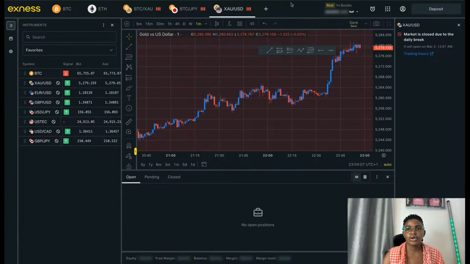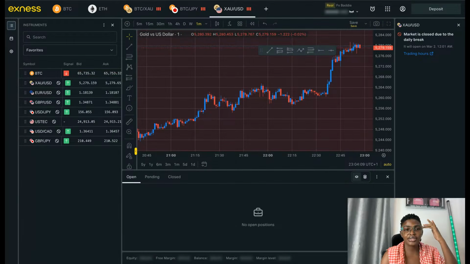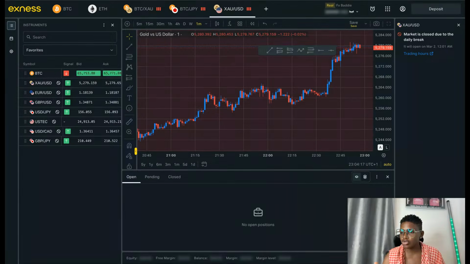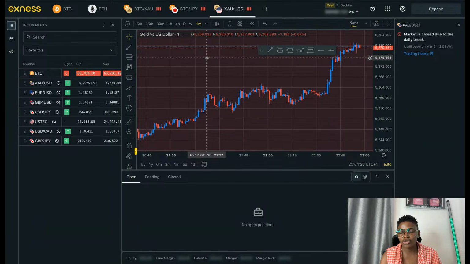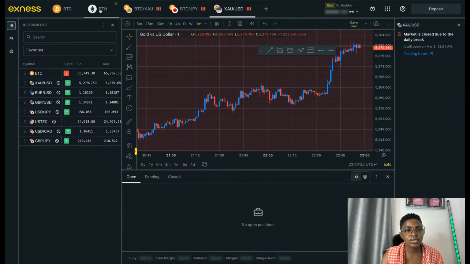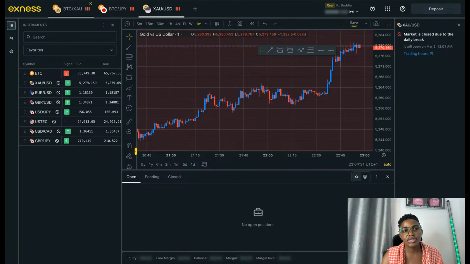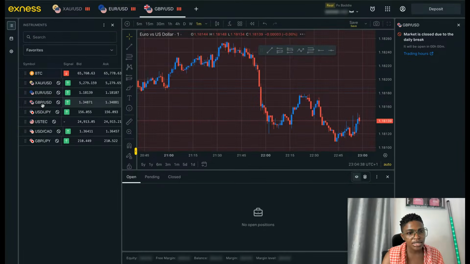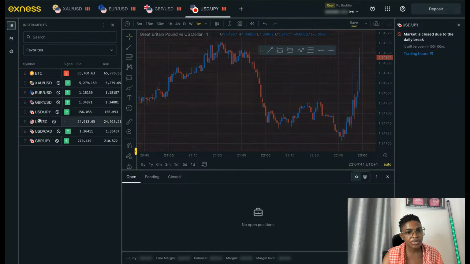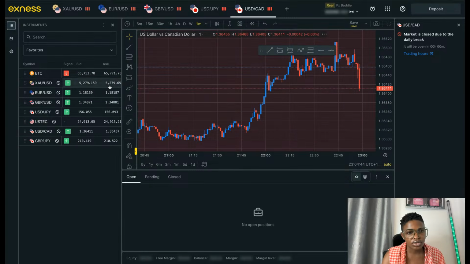Okay, so I'm using the Xness terminal for this analysis. It's what I normally use to analyze. It's very nice. It has every tool that we need for our analysis. So this is the fresh dashboard. All these pairs, I don't really need them. Like BTC, I don't need it for now. Ethereum, I don't need it for now. I need gold. I need Euro USD, GBP USD, USD JPY, USD CAD. Those are the pairs we'll be working with.